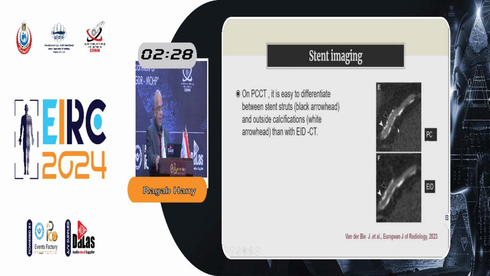This is a very nice example of a magnified view of a stent. You can see the size, the thickness of the stent, also the calcification which is located outside the stent. Here you can see the blooming artifact because of the metal component of the stent, which encroaches on the lumen and on the wall.